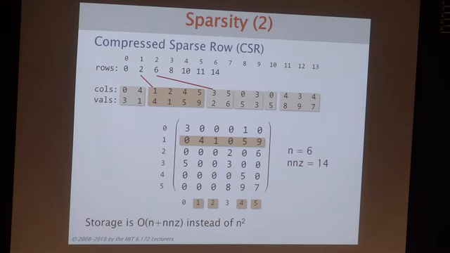So it turns out that this representation will save you space if your matrix is sparse. The storage required by the CSR format is order n plus nnz, where nnz is the number of non-zeros in your matrix. And the reason why you have n plus nnz is that you have two arrays here, cols and vals, whose length is equal to the number of non-zeros in the matrix. And then you also have this rows array whose length is n plus 1. So that's why we have n plus nnz. And if the number of non-zeros is much less than n squared, then this is going to be significantly more compact than the dense matrix representation.